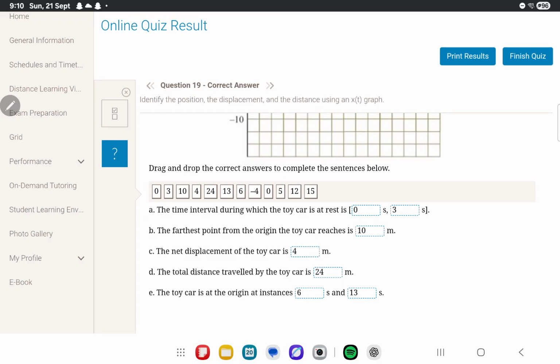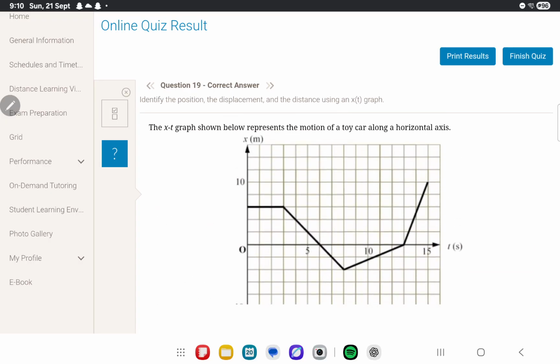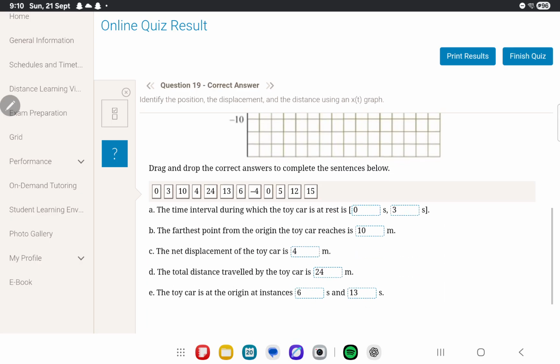which means it's at rest. Okay, the farthest point from the origin, it's 10 meters here. You can see it's the highest point on the graph relative to the origin, right? Here this goes up by 2: 2, 4, 6, 8, 10. This point is 6, and that's the second highest point it reaches. So obviously 10 meters is way higher than 6 meters. So this is the highest point reached from the origin.